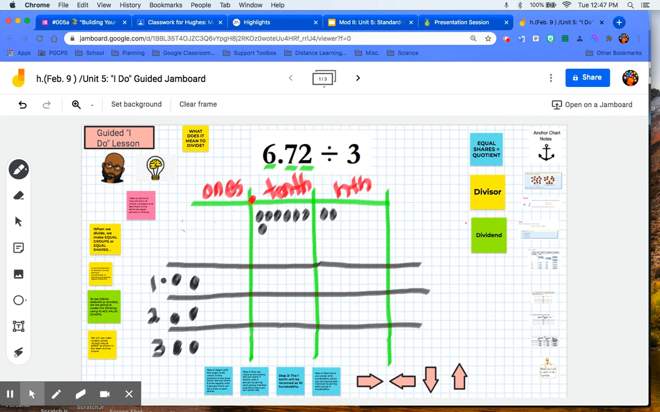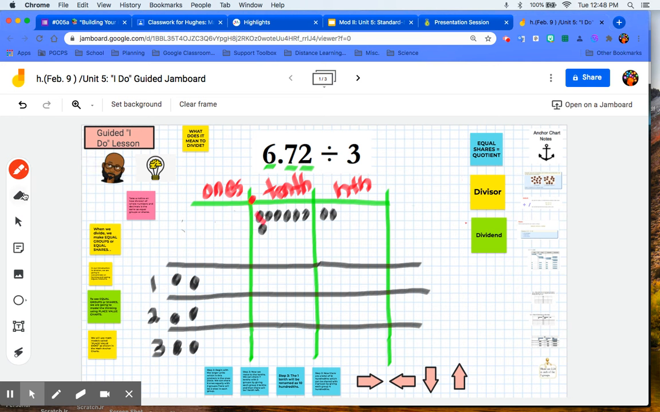Now, as you can see, there are equal shares for the ones place. 2, 2, 2. How many left over? No remainders. I'm good as gold, right? Now I can move over to the tens place. Share them equally. And I'm going to show you the most efficient way.